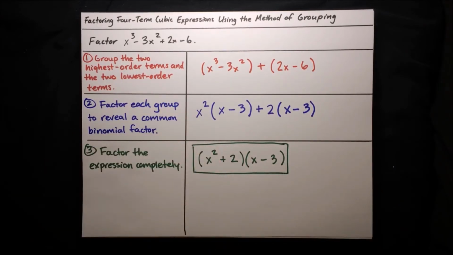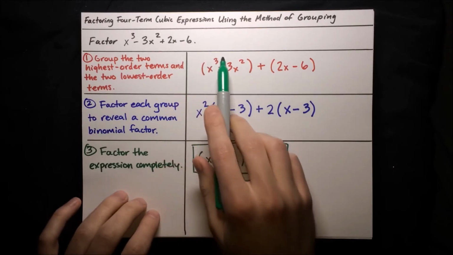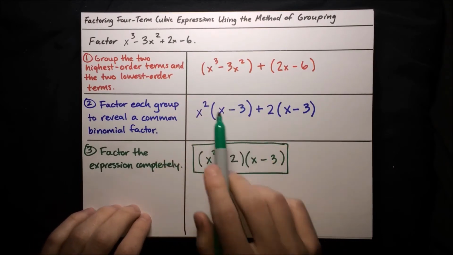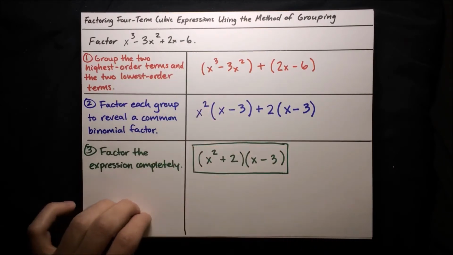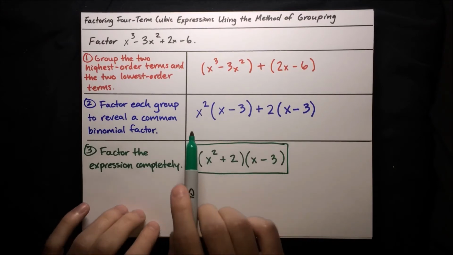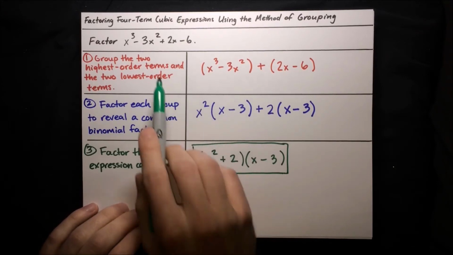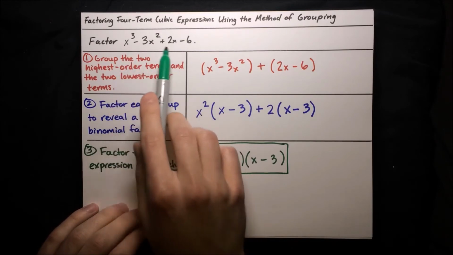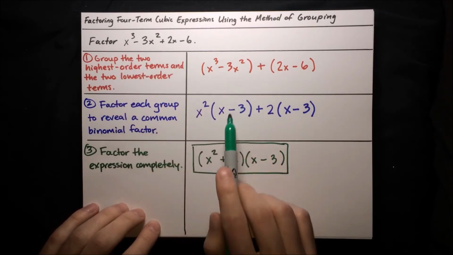Now, this is a really slick trick for factoring, and it'd be really nice if it worked on all kinds of cubic expressions. Unfortunately, it only works for some four-term cubics. It doesn't work for all of them, but it's still a useful tool to have in our tool belt in case we encounter cubics which can be factored this way, because it's just a really easy way to do so.